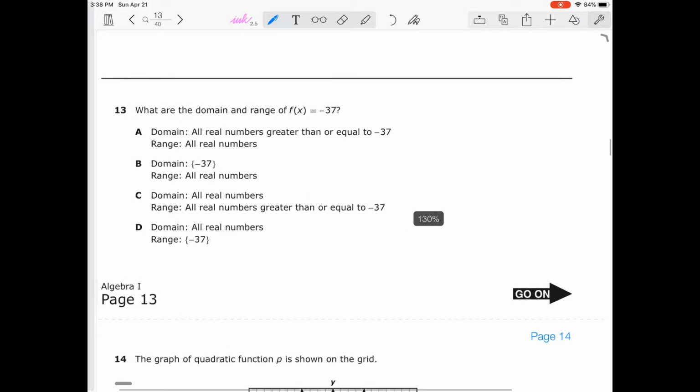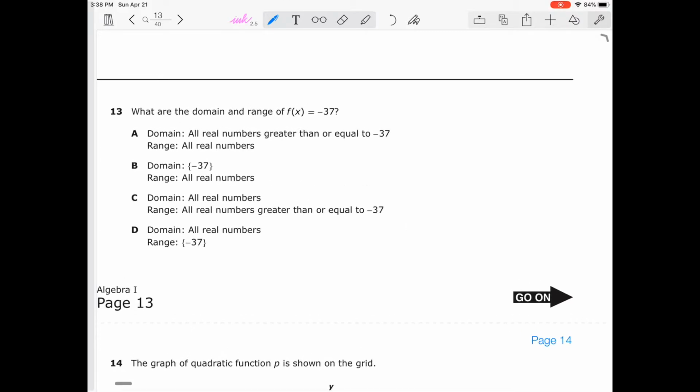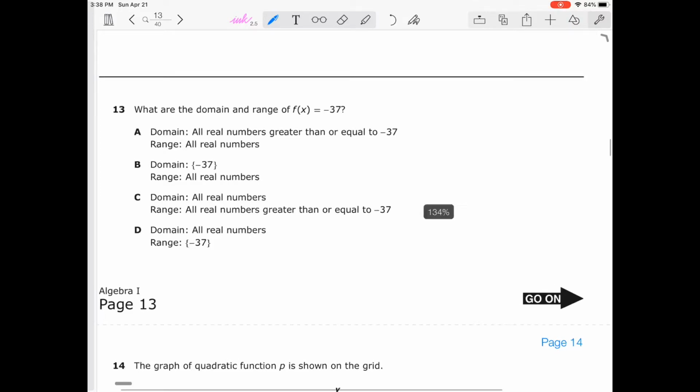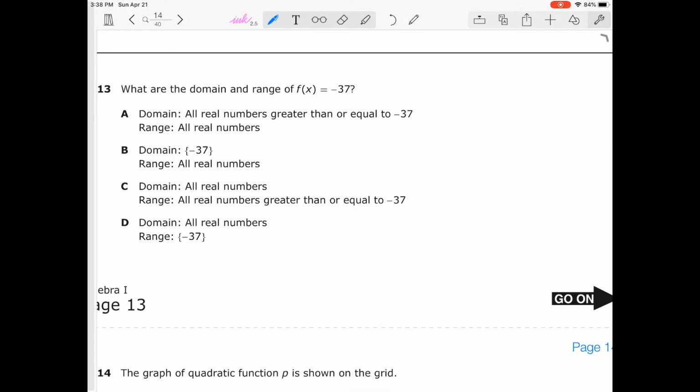And okay, so what are the domain and range of f of x equals negative 37? If we remember, and I know this is going to be tricky, this is saying the same thing as y equals negative 37. Domain and range means we're talking about a graph and a number line. This is y and this is x. So in order for all the values of y to be negative 37, it has to be a horizontal line.